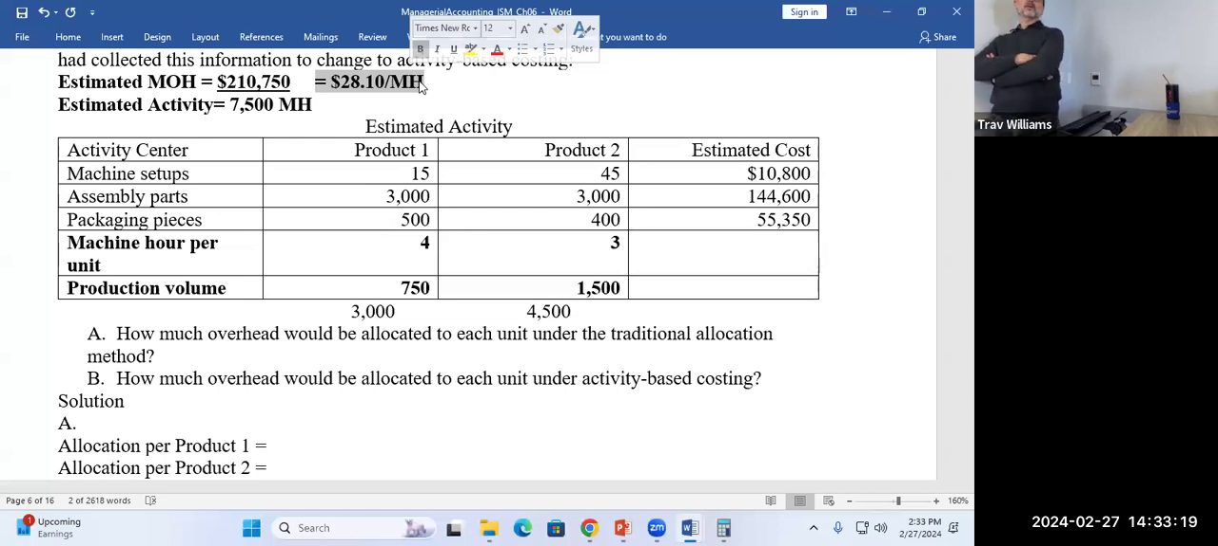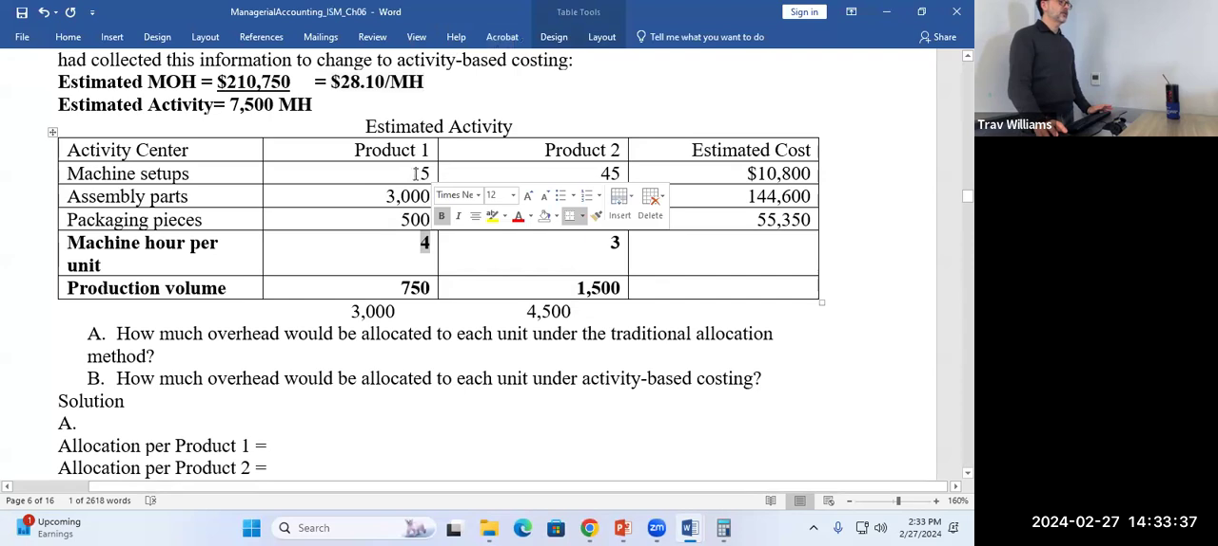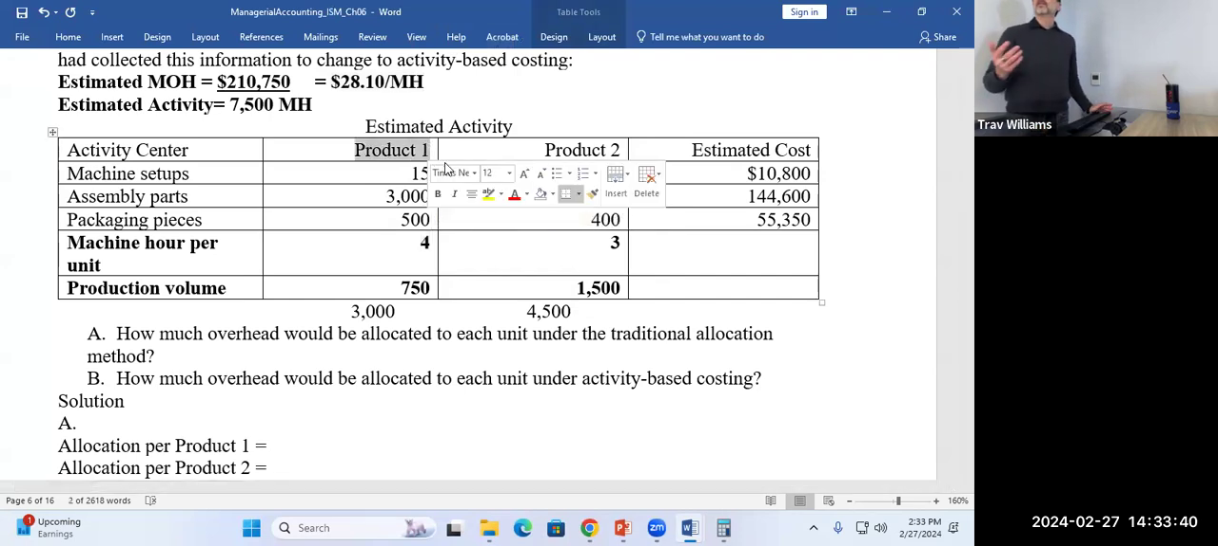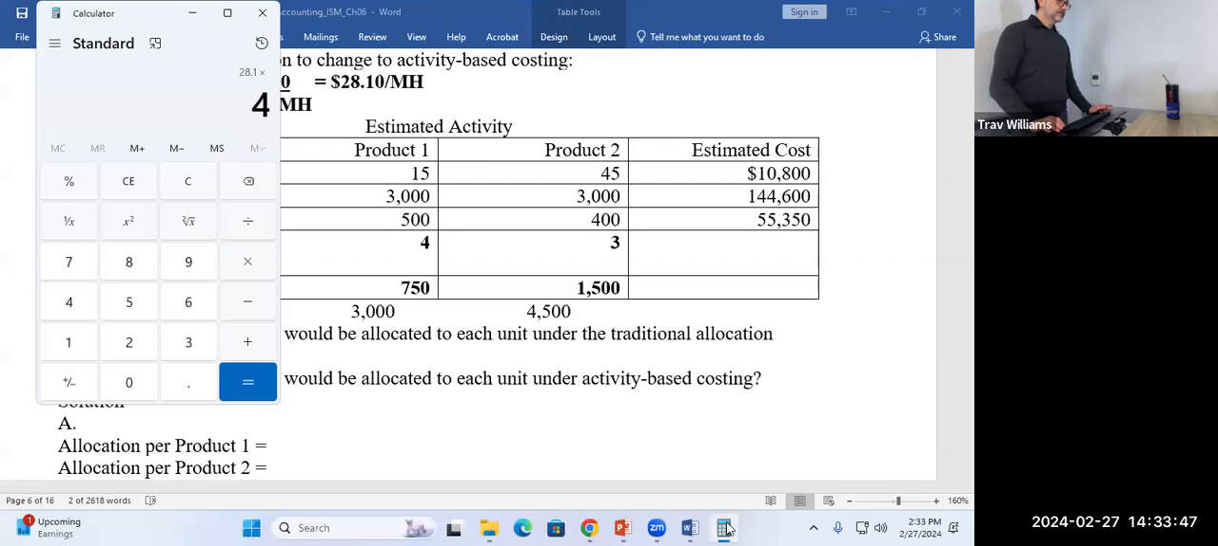So how do we get from per machine hour to per unit? If it's $28.10 of overhead per machine hour, what would be the overhead cost for 1 unit of product 1? Yep. There are 4 machine hours in each unit of product 1. So to get our answer, we need to multiply that rate by 4. And that means we'll have $112.40 of overhead for each unit of product one.